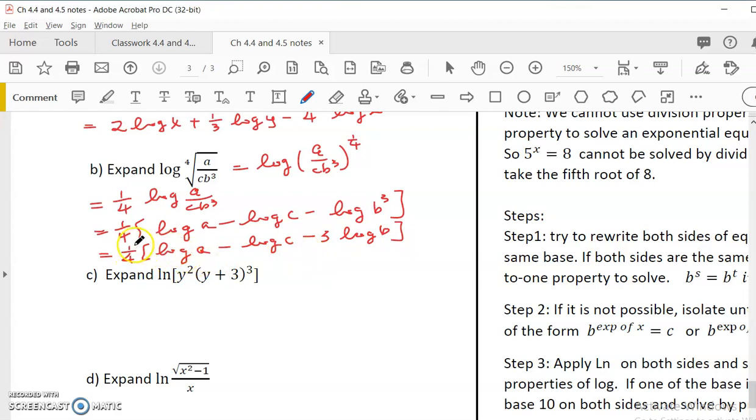In some answers, they might want you to do the distributive property: 1/4 log a minus 1/4 log c minus 3/4 log b. But this is also good enough.